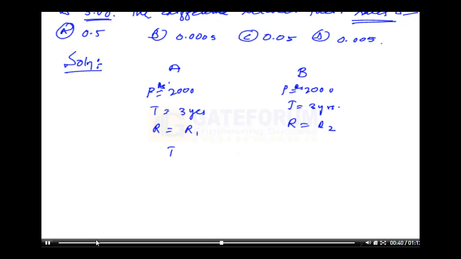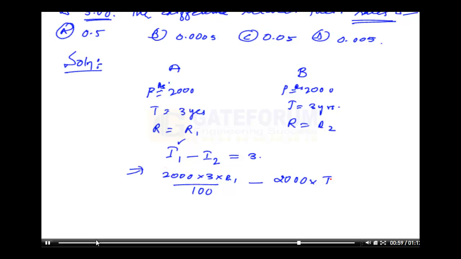Now the difference in the interest, let us say I1 minus I2, is given as 3 rupees. Now how to calculate the value of I1? It is nothing but the interest in the first case, which is PTR by 100, that is 2000 into 3 into R1 by 100 minus 2000 into 3 into R2 by 100. The difference is 3. If we simplify this, we get the value R1 minus R2 as 0.05%, which is nothing but option C.